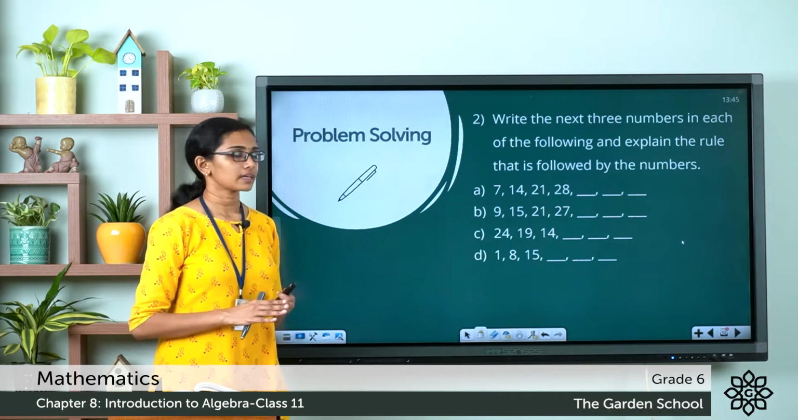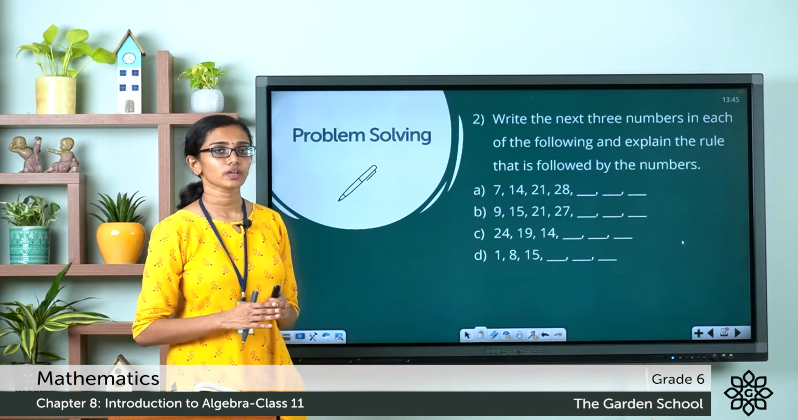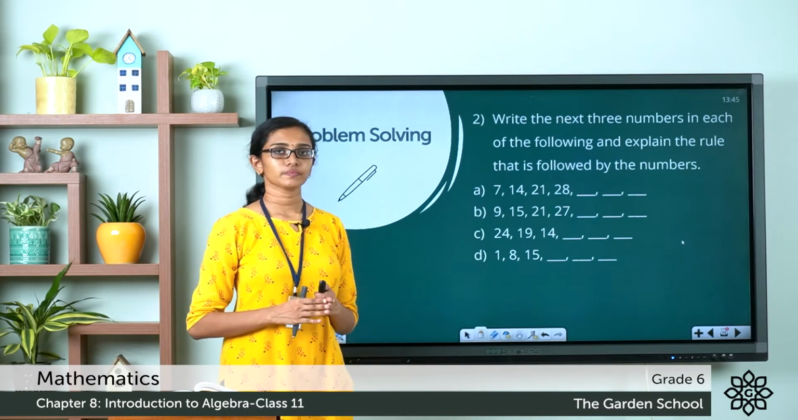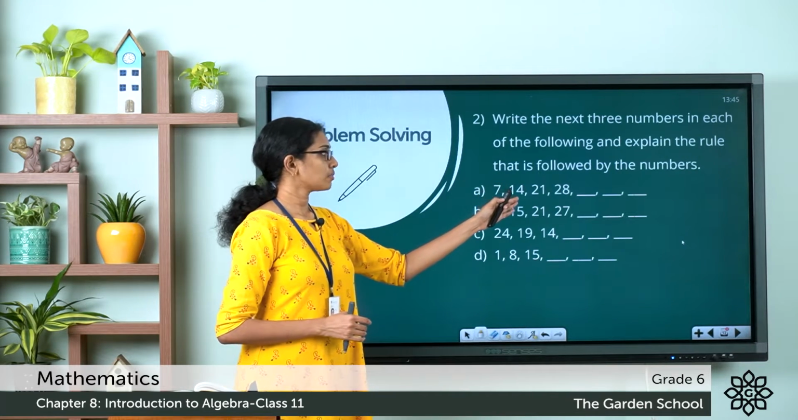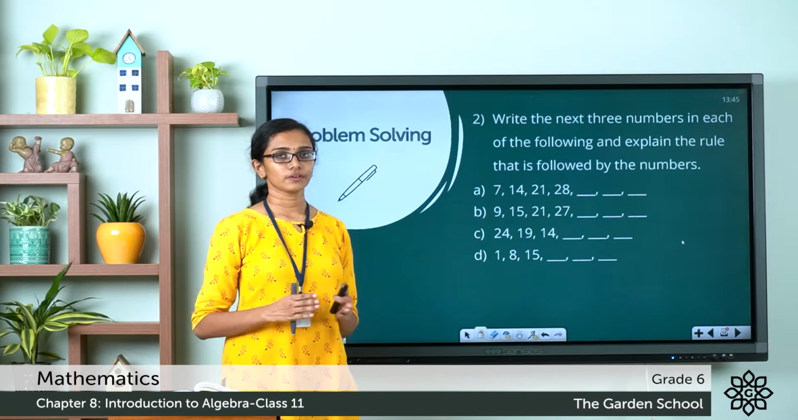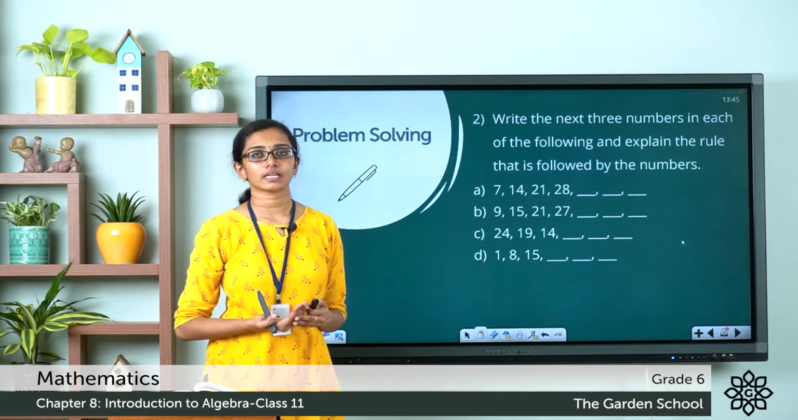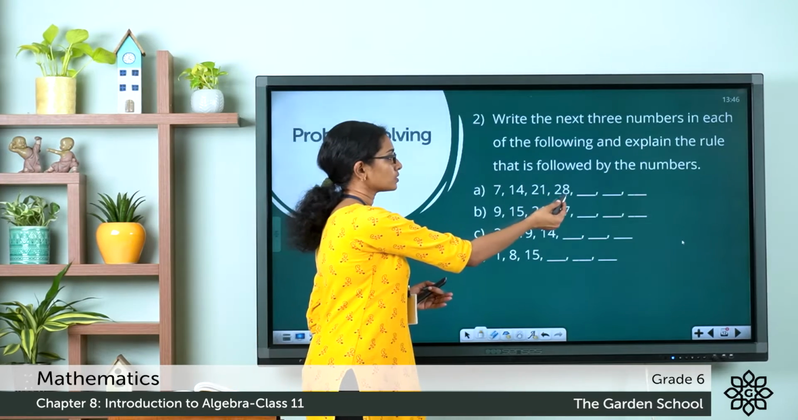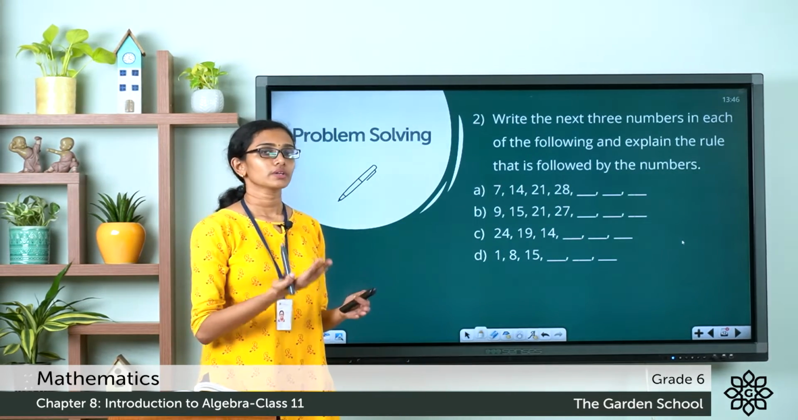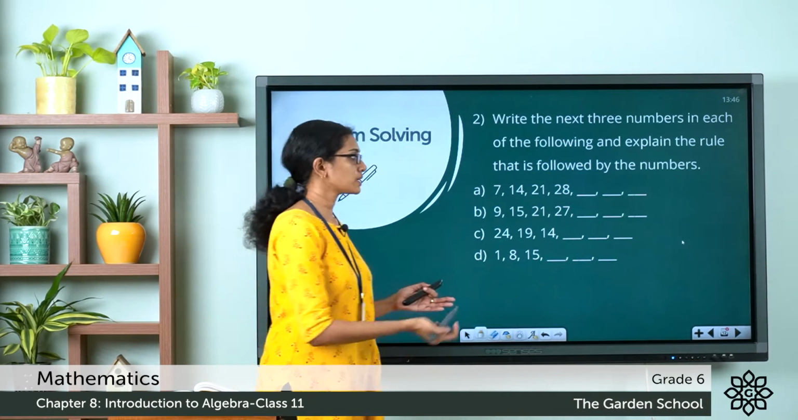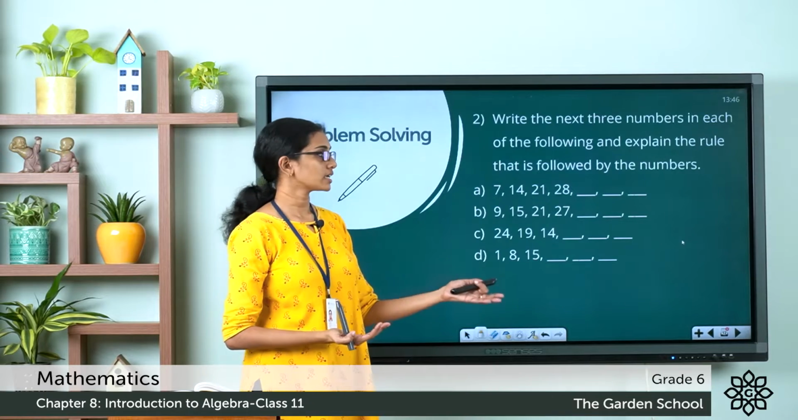So, let's see the first pattern: 7, 14, 21, 28 and so on. What could be the next number? Just observe the pattern. You can see that the second number is 7 more than the first number. The third number is again 7 more than the second number. Now, the fourth number is 7 more than the third number. So, the next number must be 7 more than 28. So, what is it? It is equal to 35.